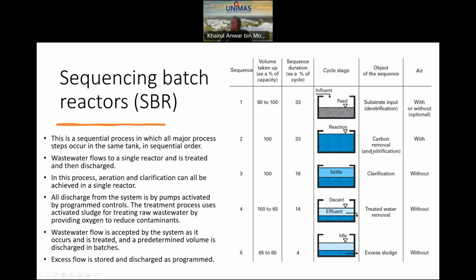The second was carbon removal and denitrification, clarification, treated water removal, and excess sludge. So you have six sequences altogether, which have varied volume, and the sequence, this is a duration for each of the sequence. So in this process, aeration and clarification can all be achieved in a single reactor. To describe this process, you need to know each of the sequences: what it does, what is clarification, carbon removal, treated water removal, and excess sludge removal.